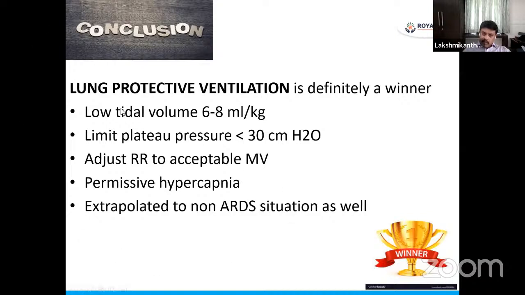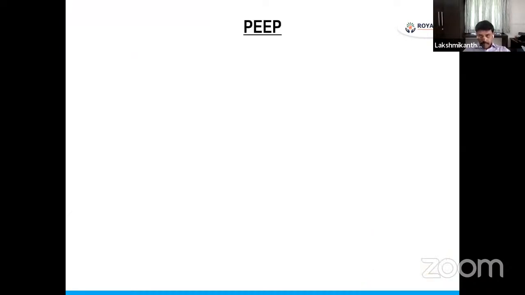And these things of the lung protective ventilation after this ARDS study were extrapolated even to non-ARDS situations. Now in the ICU, for all the patients who get mechanically ventilated, we ventilate them only with 6 ml per kg, and I think even in anesthesia it is being practiced everywhere.